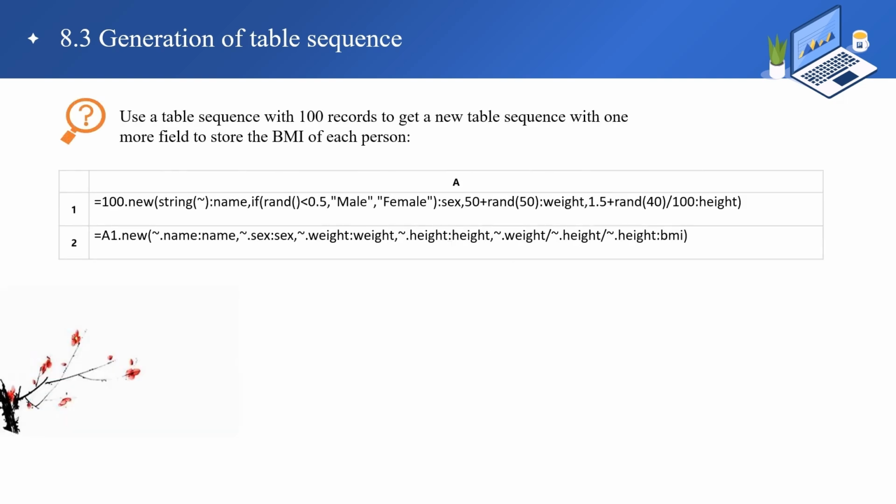Now we have a table sequence with 100 records, and each record corresponds to one person. We want to get a new table sequence with one more field to store the BMI of each person. With the new function, it is easy.